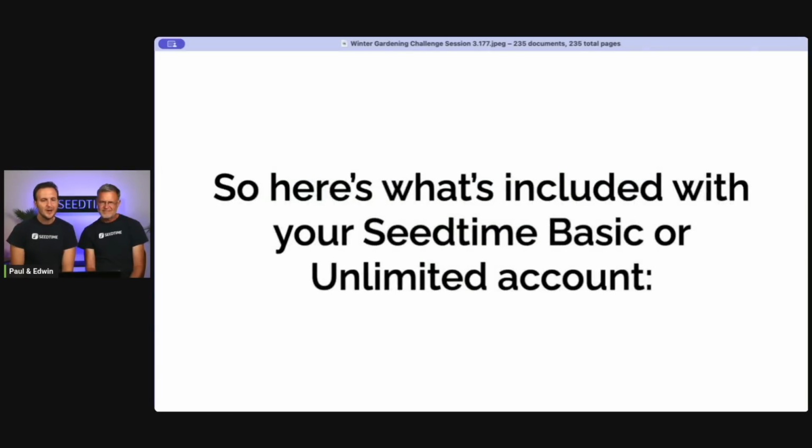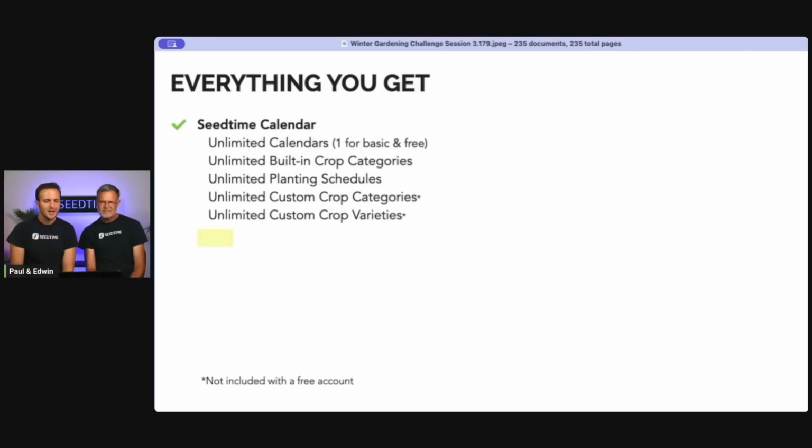So here's what's included with your Seed Time Basic or Unlimited account when you upgrade. Here's everything that you get. The little ones that are asterisked are not included with a free account. So some of these are included with a free account, the ones with asterisks are not. I'm going to go through this at the unlimited level. You're going to get unlimited calendars, unlimited built-in crop categories, unlimited planting schedules, as well as unlimited custom crop categories and custom varieties. You can add in your own custom crops and custom varieties.